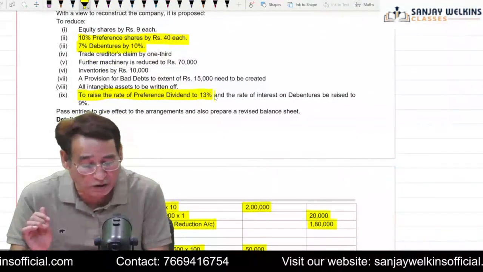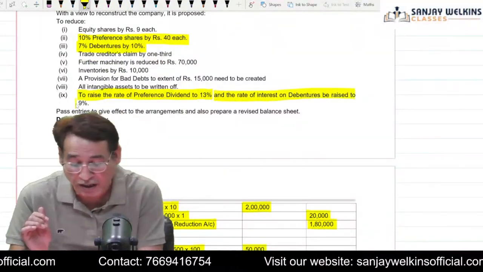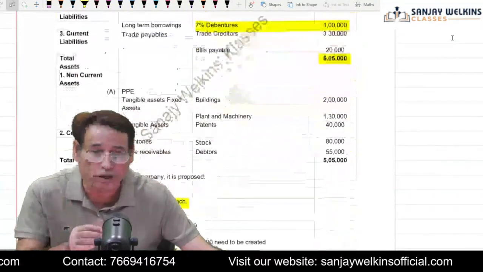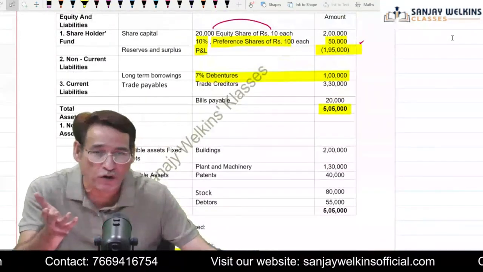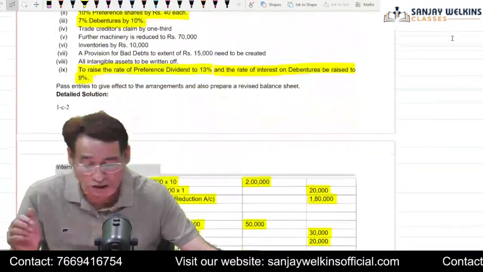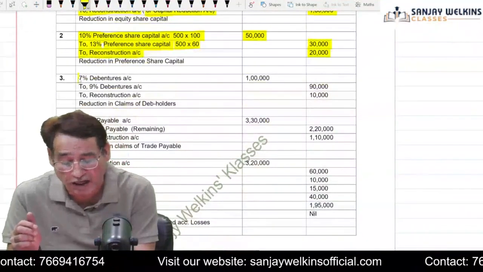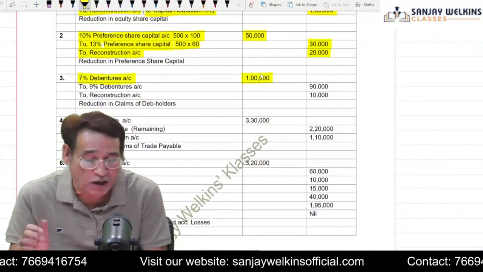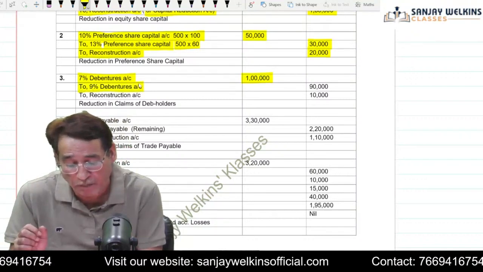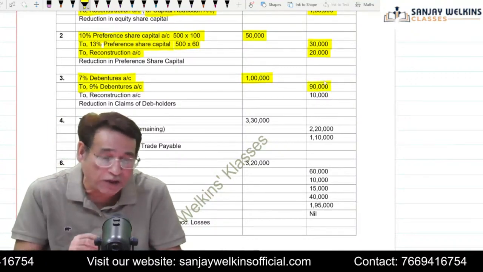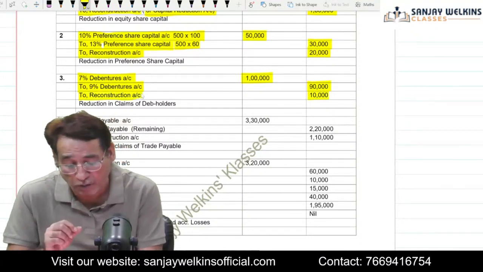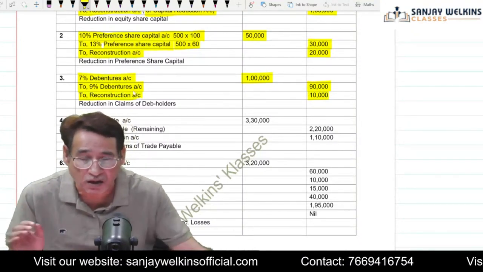But it is also written here that the rate of interest on debenture has been raised to 9%. Correct? Actually, in order to get the cooperation of the debenture holders, we have to put up a sort of lure before them, and we have increased the rate of interest from 7% to 9%. So in this particular case, our entry will be 7% debenture account debit. First, we are going to cancel our existing debenture. Then new 9% debenture. Now the value of debenture will be 90,000 because the value has come down by 10,000. So that will be taken to reconstruction account. Is it clear to you or not?